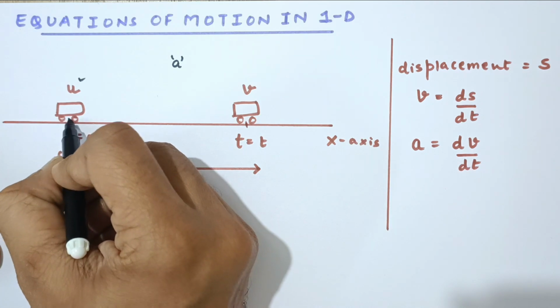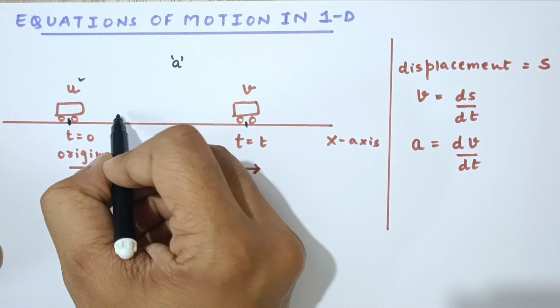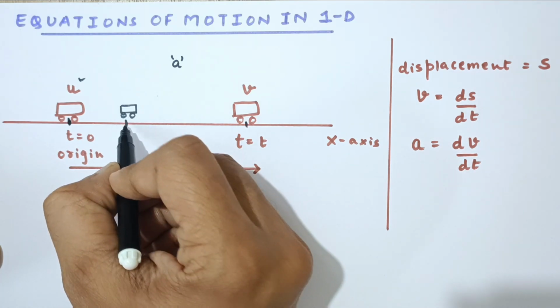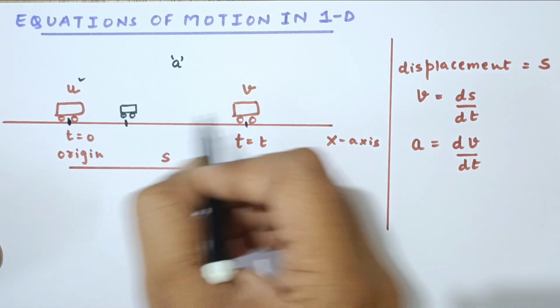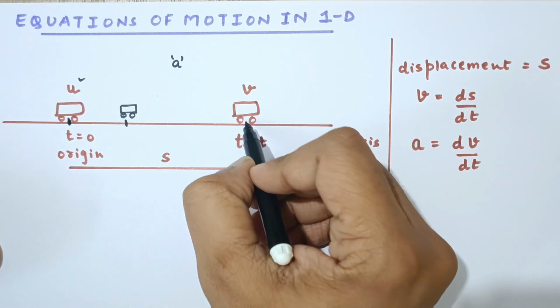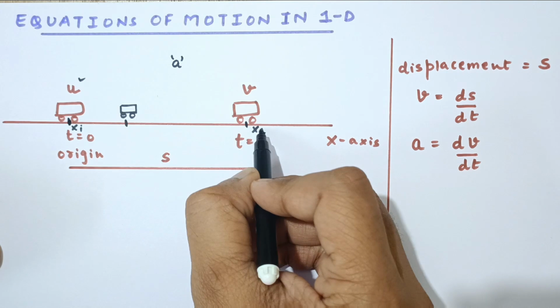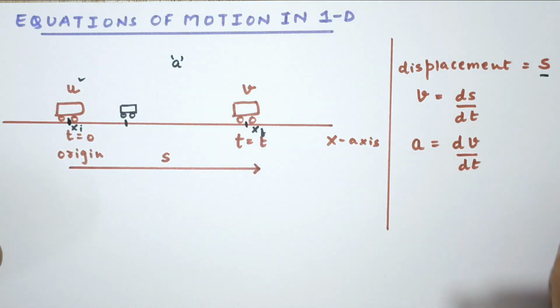Now, from here to here, this gap is the displacement, and you can very well see that if the car would have been somewhere over here, this point is said to be the position. So the position is changing with respect to time. The final position may be called xf, and this may be called xi, the initial position. The difference between these two locations is the displacement s, right?